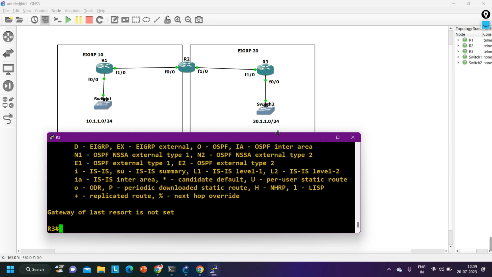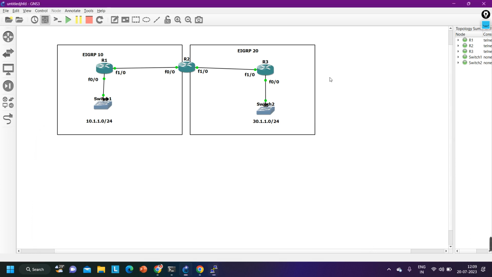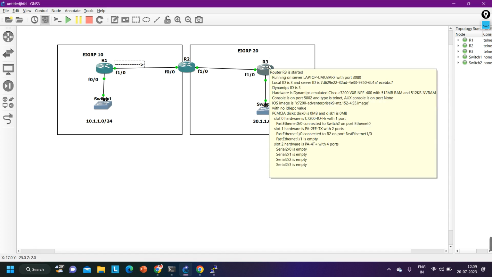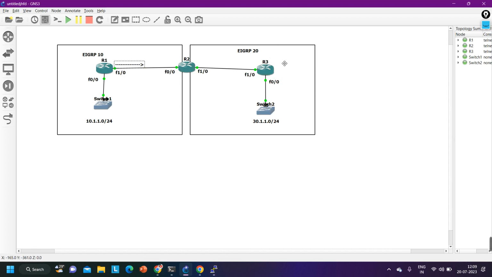Done. There is neighborship. But in show IP route EIGRP, we don't have the 10.1.1.0 network on R3. Why? Because of the different AS number. R1 will advertise 10.1.1.0 to R2, and R2 will not advertise it to R3 because R3 belongs to a different AS number.